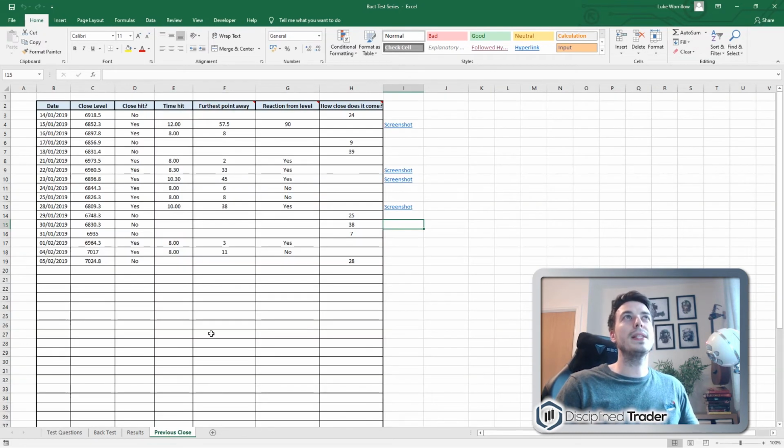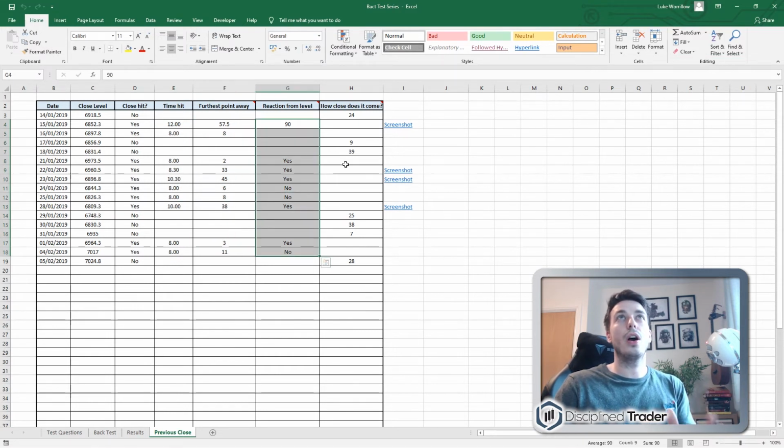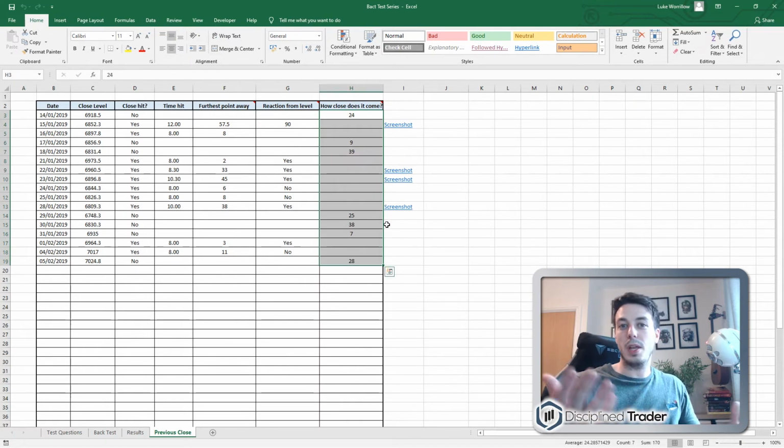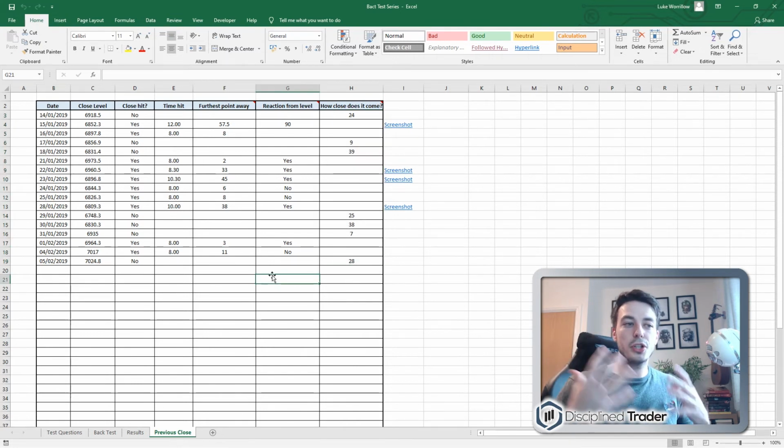And what I would do is, as I go through a back test, you can see I've done a few examples here. I would just log where the close level was, whether it's been hit, when it was hit, the furthest point it was away, if there was a reaction, and if it doesn't hit, how close it comes. And then I would log some screenshots that I think may be interesting to me.